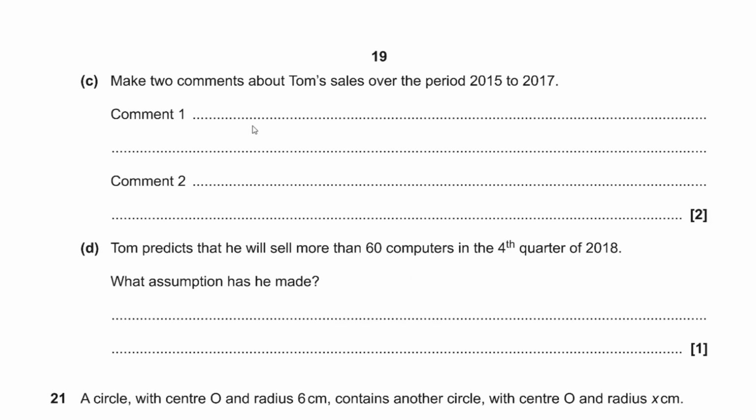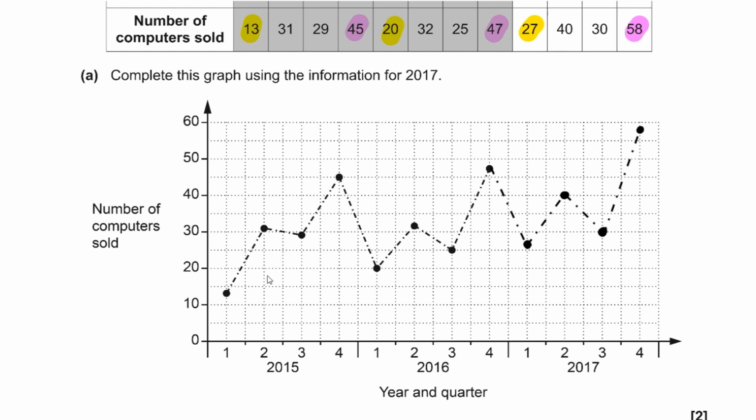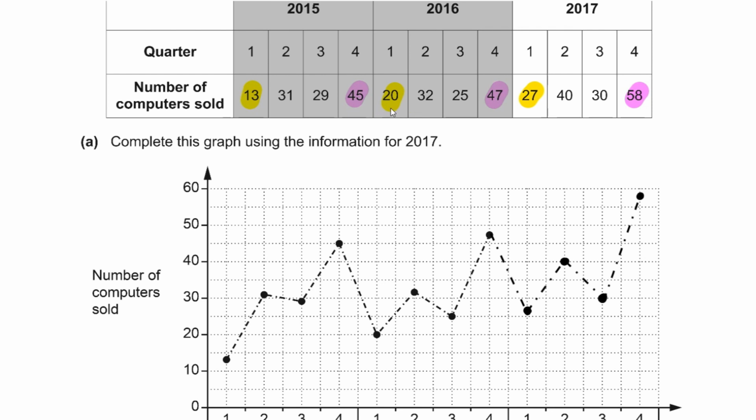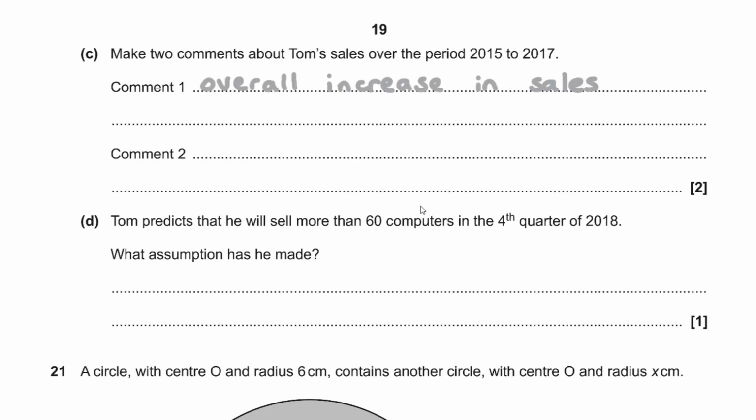Part C, make 2 comments about Tom's sales over the period 2015 to 2017. Well, if I go back to this diagram, and if we compare the values, here we've got 13, 20, 27, here we've got 31, 32, 40, we've got 29, then a slight dip to 25, then back up to 30, then here we've got 45, 47 and 58. Hopefully what you should be spotting is that there is an overall increase. So there is an overall increase in sales.